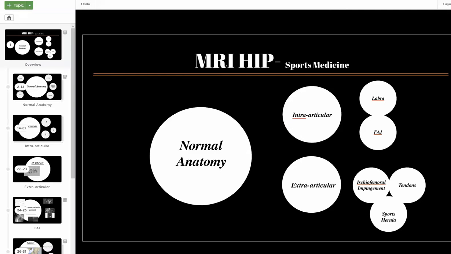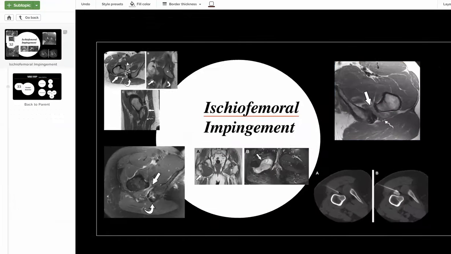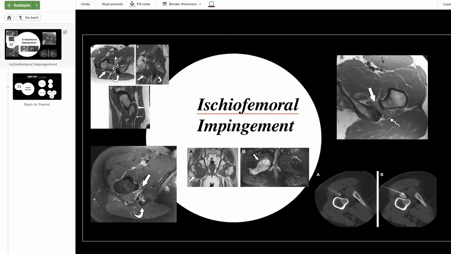Okay, so now we're going to look at extra-articular causes of hip pain, and we're going to concentrate on ischiofemoral impingement, tendon causes of hip pain, and the incorrectly named sports hernia. Let's start with ischiofemoral impingement. Now, ischiofemoral impingement is a syndrome defined by hip pain associated with narrowing of the space between the ischial tuberosity and lesser trochanter impinging the quadratus femoris muscle.